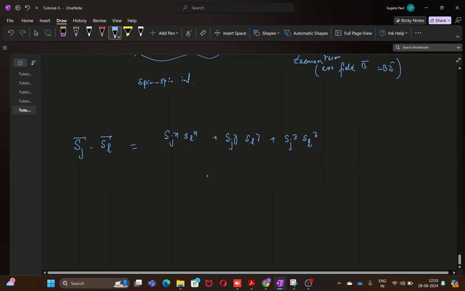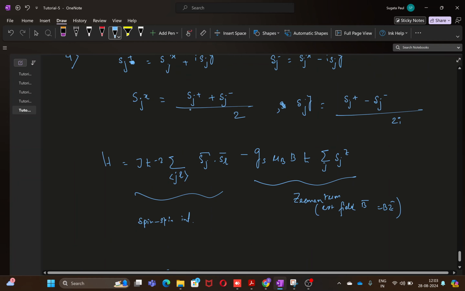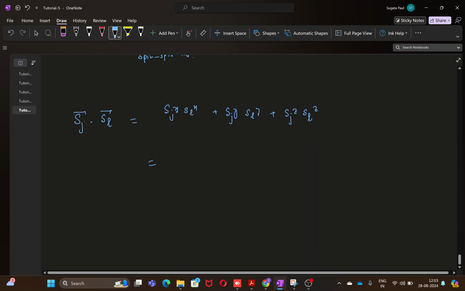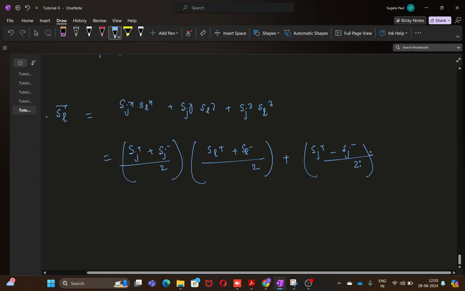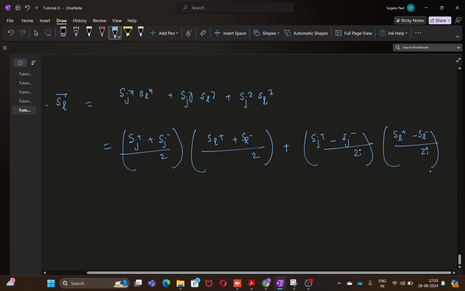Now you know that the S_x component taken out from here is S_j plus S_j minus by 2, and because it is a j component, this is like S_j plus S_j minus by 2. Similarly, S_lx will be, instead of j, having the index l, otherwise everything is same. So this is S_l plus S_l minus by 2. Plus the second term is y. You know that this is simply S_j plus minus S_j minus divided by 2i. And similarly for l, everything will be the same, just the j index changed into l index. So this is S_l plus minus S_l minus by 2i.